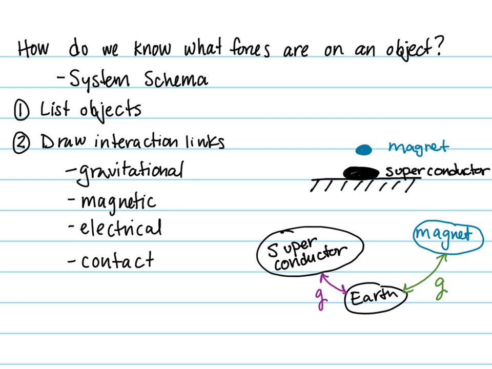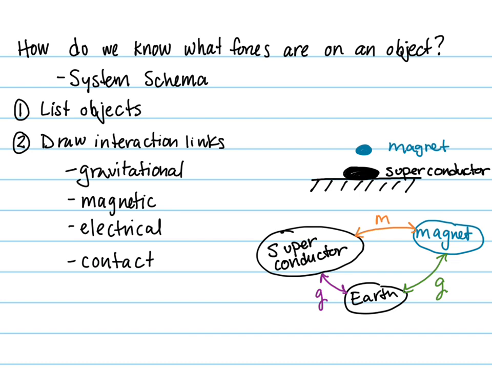And now I think about magnetic. In this case, there is a magnetic interaction. The superconductor and the magnet are both magnets, so they are going to have a magnetic interaction. And I'll draw a little M to represent magnetic there. And then electrical, no electrical interactions happening here. These two things aren't charged. They're magnets, but they aren't charged. They don't have positive and negative.